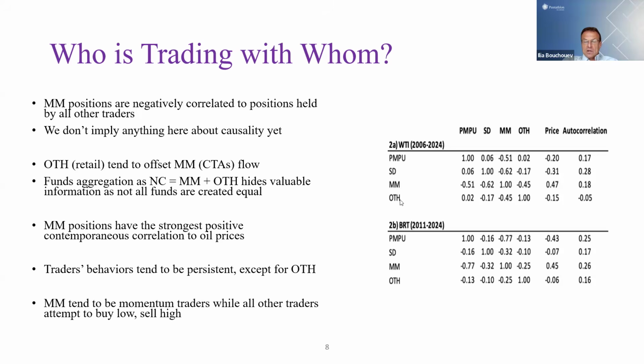So the last correlation here is autocorrelation, meaning the correlation between weekly position changes this week and the prior week. So most of them, that means what they're going to be doing this week is what they were doing last week, for everybody except for other, which tend to be a bit more erratic. So by looking at all of this, the easiest takeaway is money managers tend to be momentum traders, and everybody else is trying to buy low and sell high, taking the other side of it.